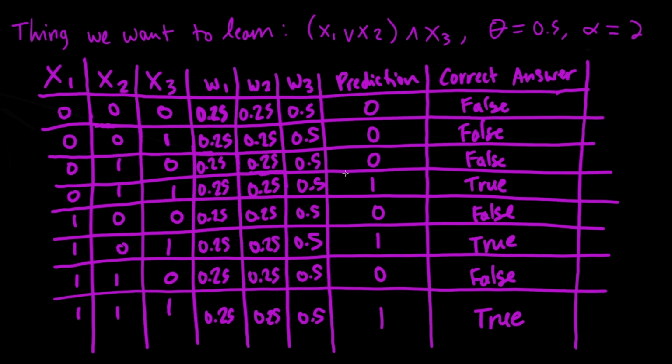We covered the general steps of the Winnow algorithm. We covered Winnow-1 and Winnow-2 and some of the differences between them. And then we ran through an example.